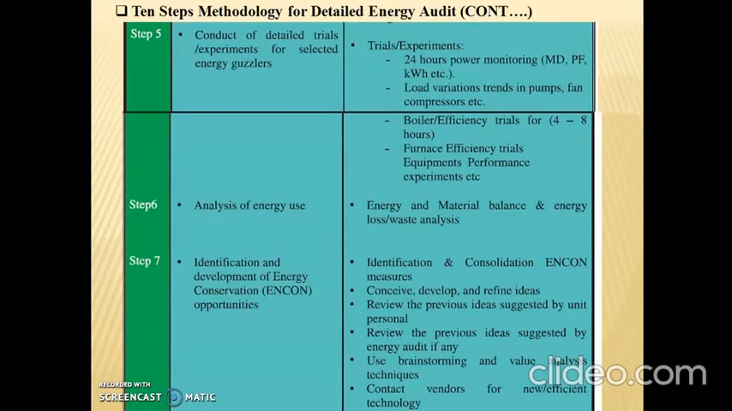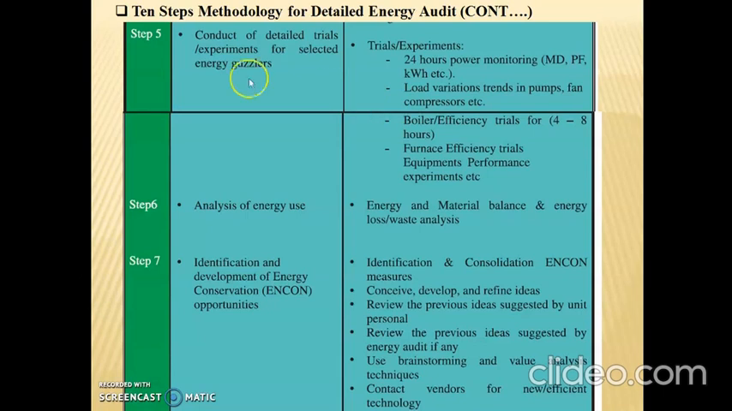In step 5, conduct detailed trials or experiments for selected energy guzzlers. Clear? So for a few of the energy guzzlers, you have to actually perform trials. These trials may be a 24-hour power monitoring trial, in which you can take the maximum demand, power factor and kWh readings. And second, load variation trends in pumps, fans, compressors, etc. Other very big energy guzzlers are compressors and boilers. For these, you can plan and actually conduct trials in step 5.